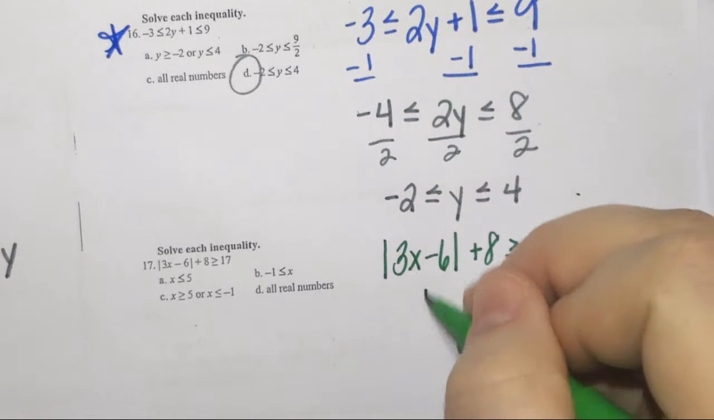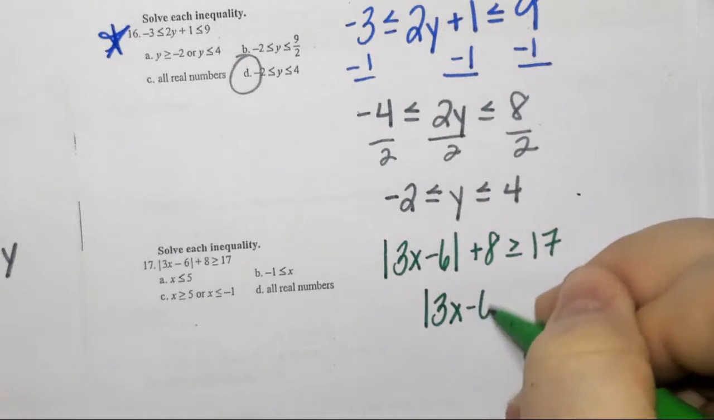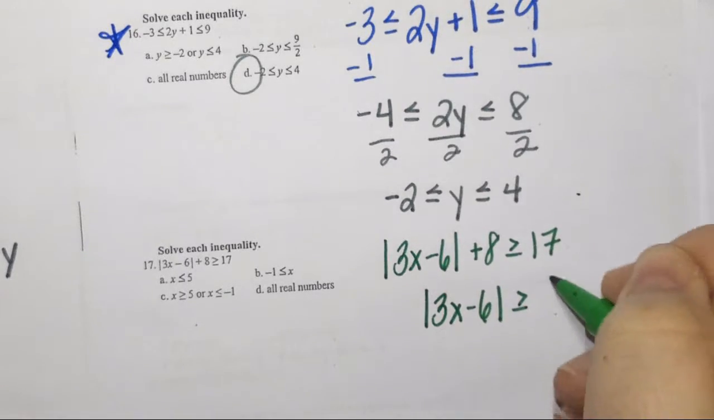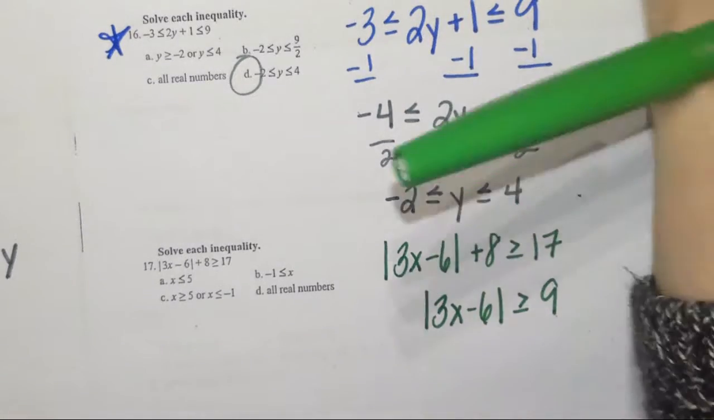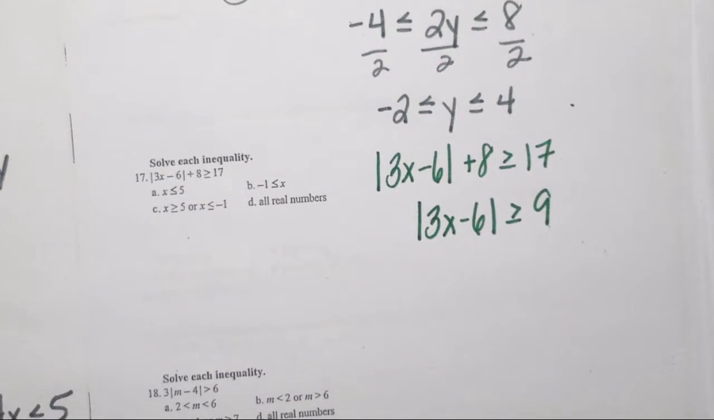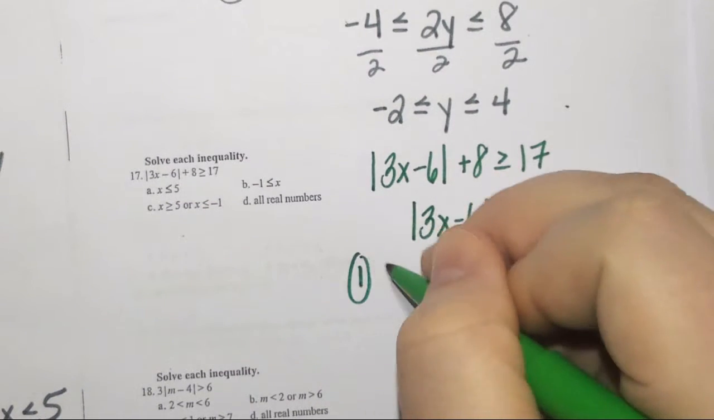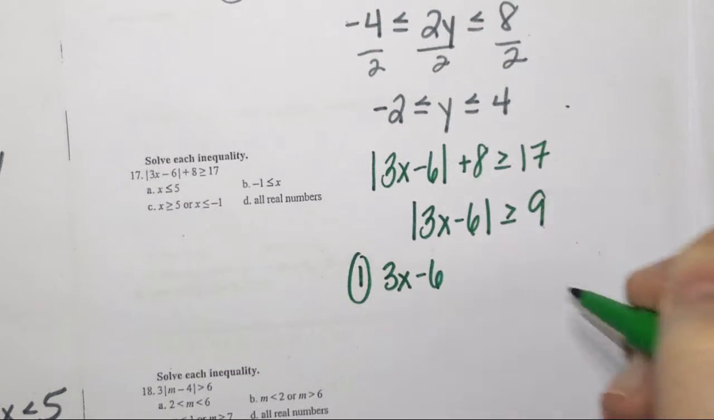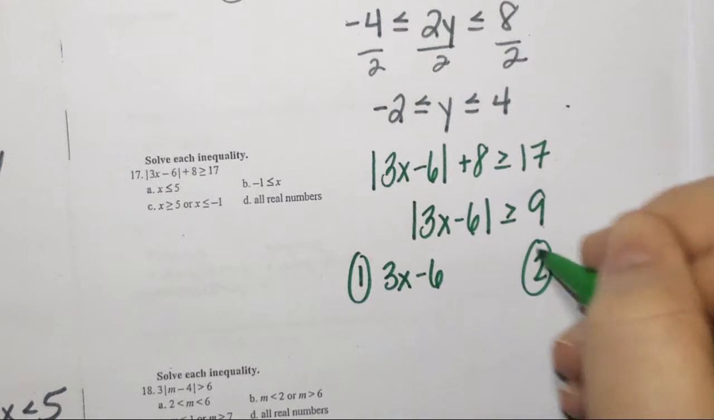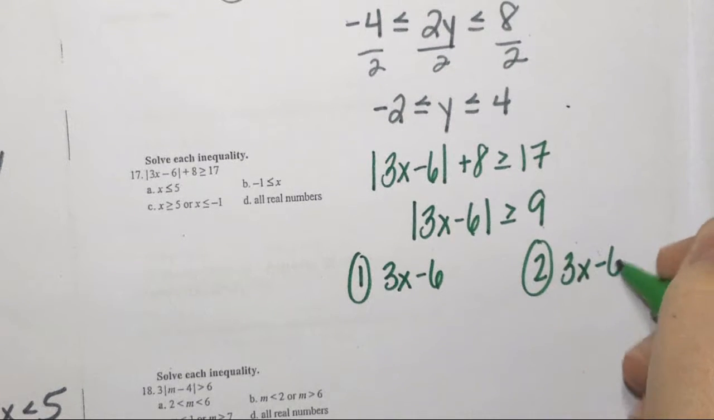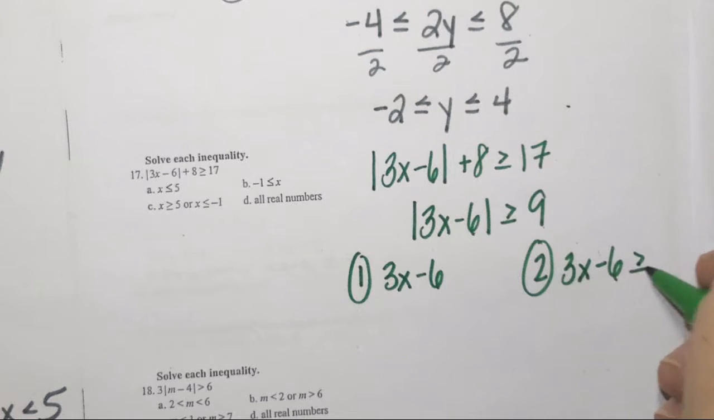I subtract by 8 on both sides, so I'll have 3x minus 6 is greater than or equal to 9. But from here, I'm supposed to have 2 cases. I'm not sure if the 3x minus 6 is dealing with a positive 9, or a negative 9. I've got to evaluate both.